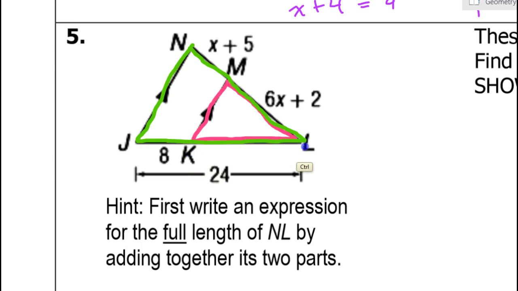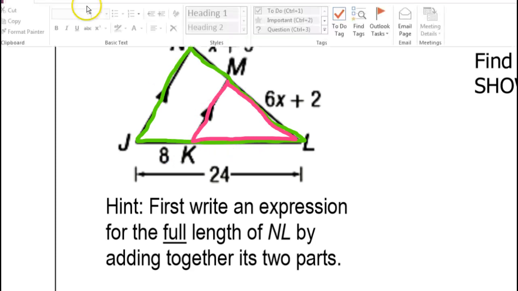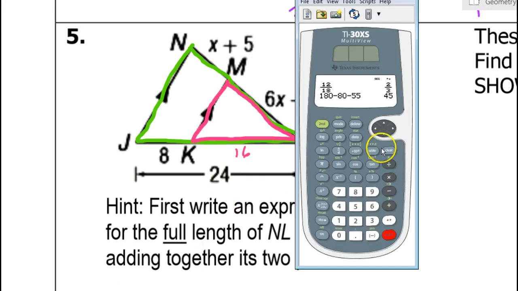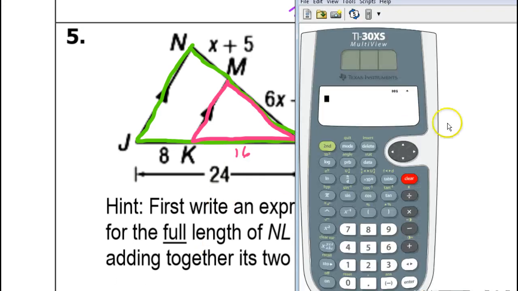To find side KL, if the large side is 24, and then I've got this 8, that's a little portion of 24. Then this side right here must be the difference between 24 and 8. So to find KL, I'm going to do 24 minus 8. And that's going to turn out to be 16. So this is 16. And think about it. Hold on, that's too small.